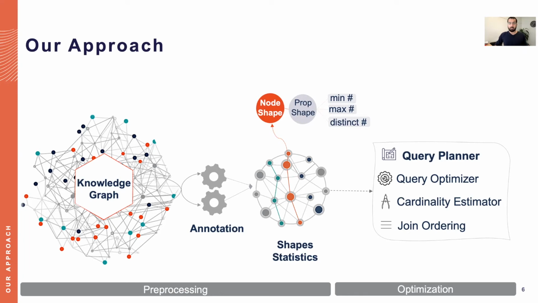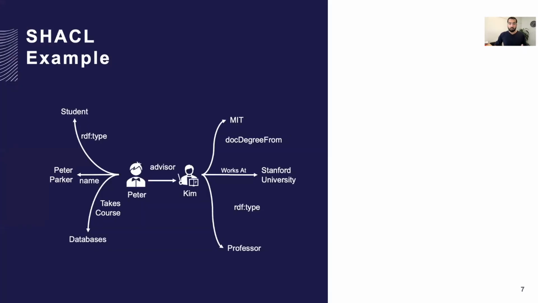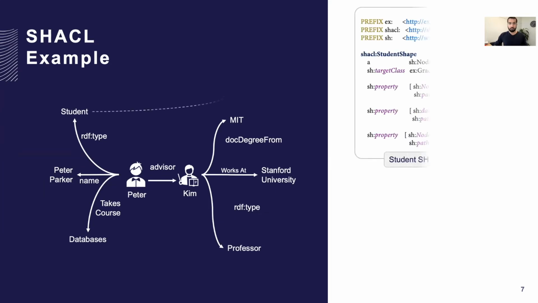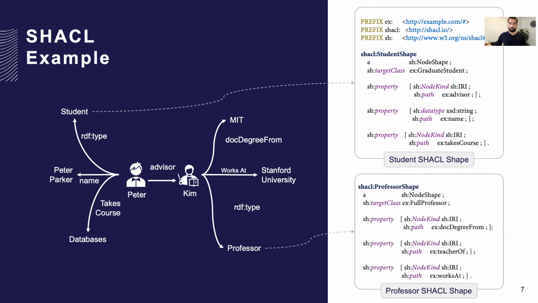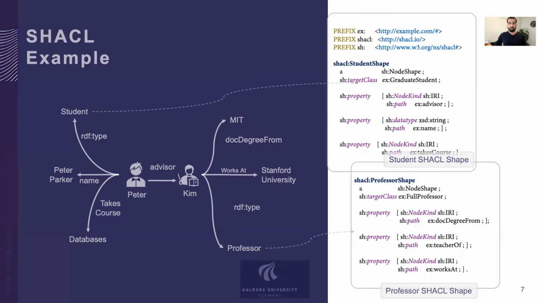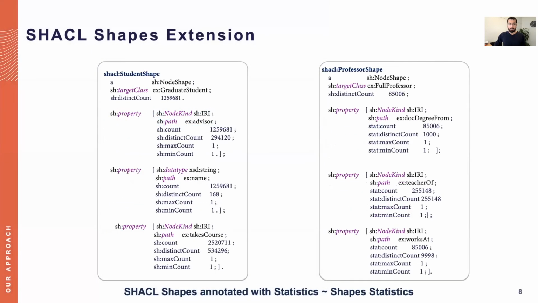Now, let's take an example SHACL graph. Given our example RDF graph for Peter and Kim, here we show the SHACL shapes for student and professor, where each shape represents various constraints and shape properties. We exploit this structural information and extend it with the statistics of the RDF graph. For a node shape, we collect the distinct count, and for each property shape, the count, distinct count, and min-max count of these properties. We name these shape statistics.